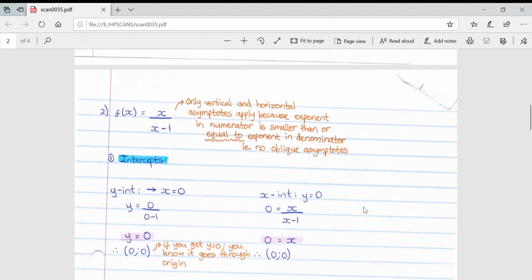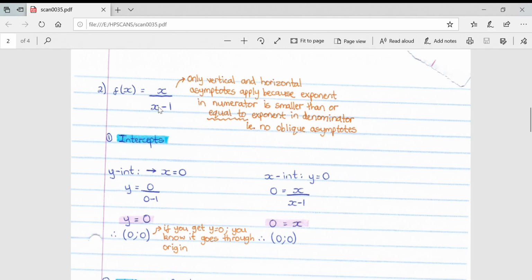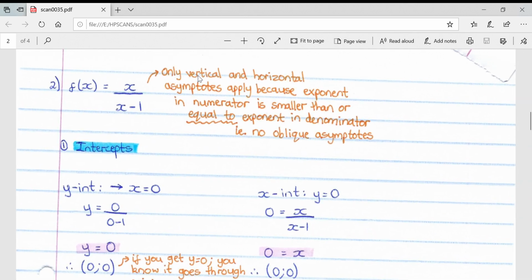Then if we move on to the next example, obviously getting slightly harder, although this can still be considered a hyperbola. It's important to note that there are only vertical and horizontal asymptotes when the exponent in the numerator is smaller than or equal to, as in this case, the exponent in the denominator, i.e. there are no oblique asymptotes.